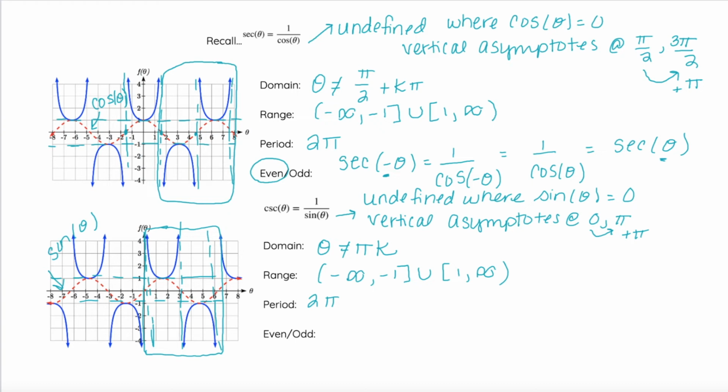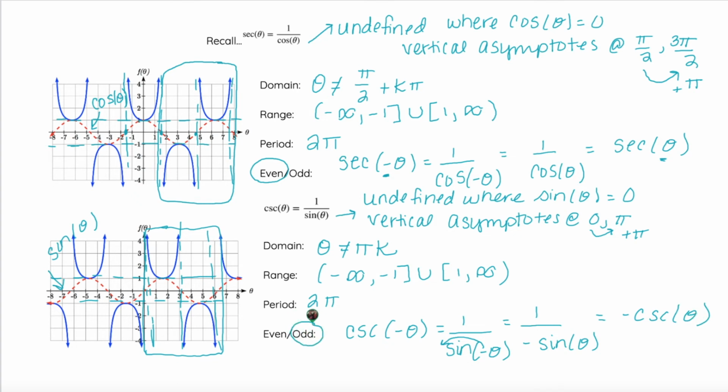Now, if we want to determine if this is even or odd, again, cosecant of negative theta would be equal to 1 over sine of negative theta, and we know that the negative comes out front, so I have negative 1 over sine of theta, which would then give us negative cosecant of theta. It's not the same, so just like sine, cosecant is also odd itself.